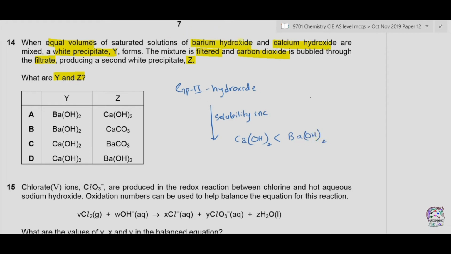So when barium hydroxide and calcium hydroxide are mixed with each other, the solubility of barium hydroxide will be high and calcium hydroxide will become a precipitate. So precipitate Y is calcium hydroxide. And the filtrate will be barium hydroxide.